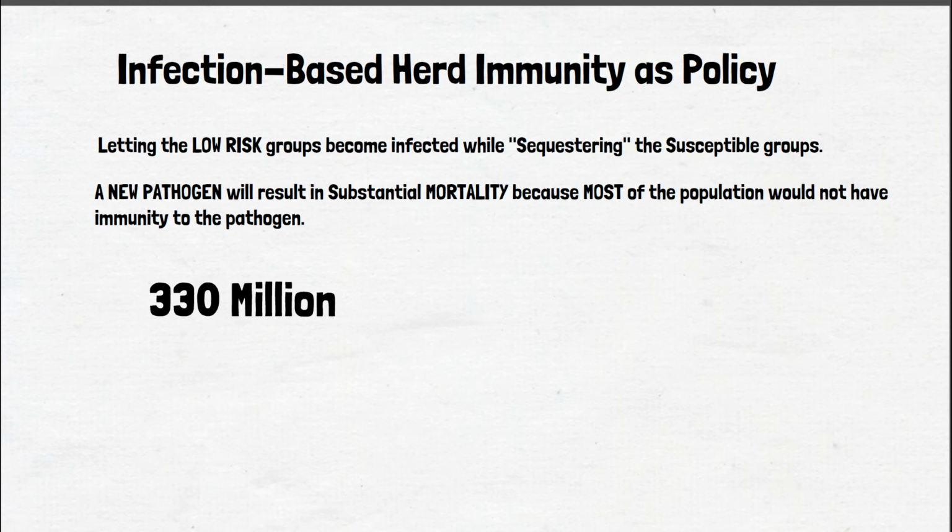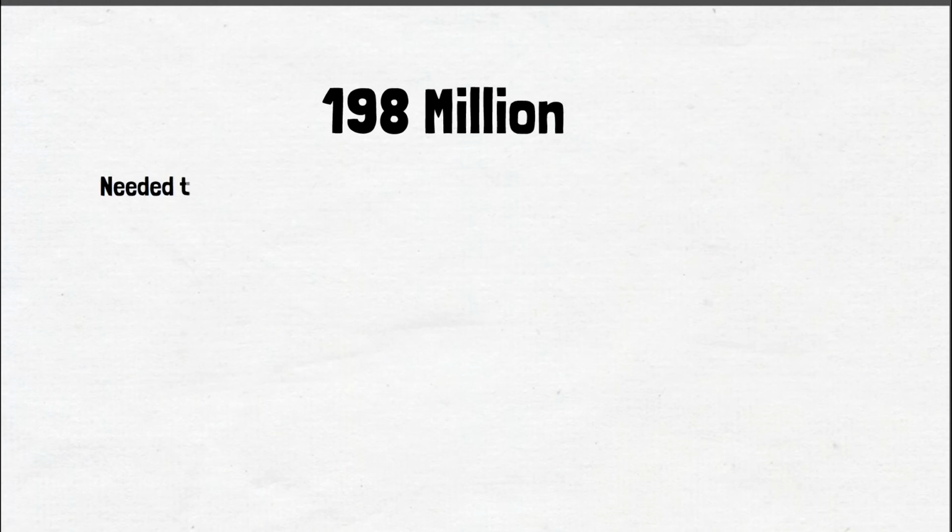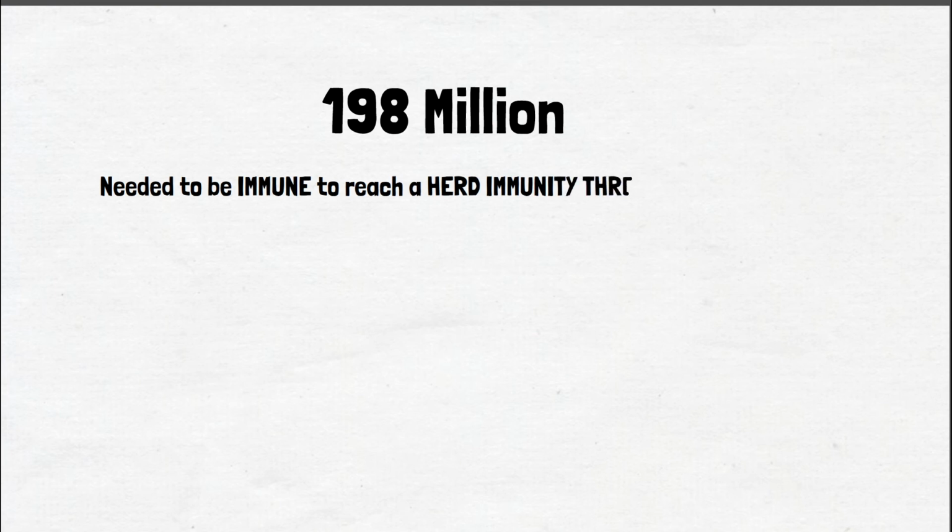The population of the United States is 330 million. Based on that, the WHO estimates an infection fatality rate, which is the number of deaths from a specific cause, a disease with a high fatality rate. They are saying it's at 0.5%. What that means is you need 198 million individuals in the US to be immune to reach a herd immunity threshold, what we talked about before, of approximately 60%. Now, this is going to result in several 100,000 deaths as well.